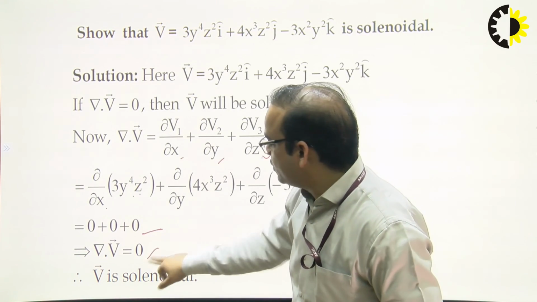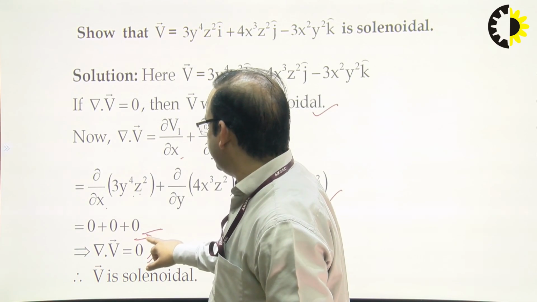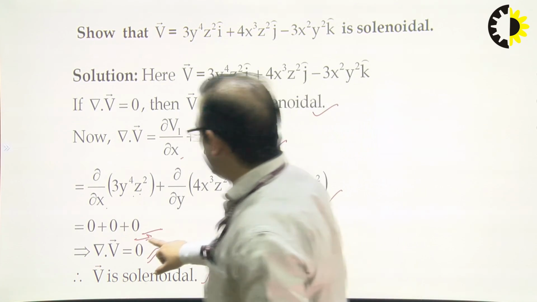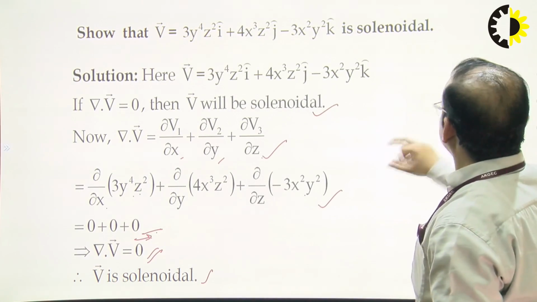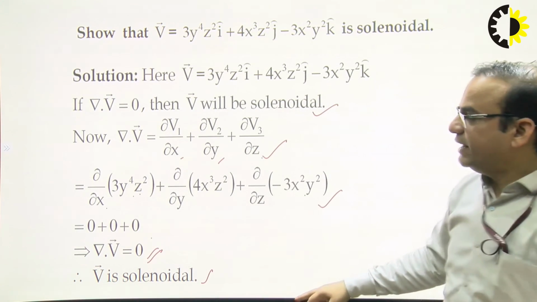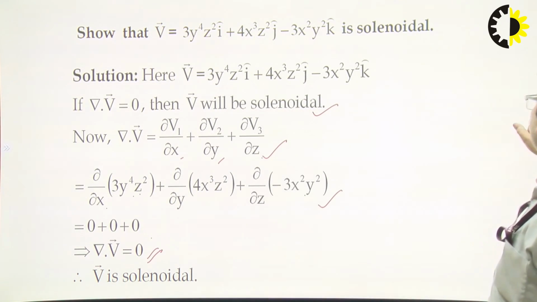Then finally we got 0. Sorry, this is not a null vector actually. This is a scalar value, and we conclude the vector is a solenoidal vector.